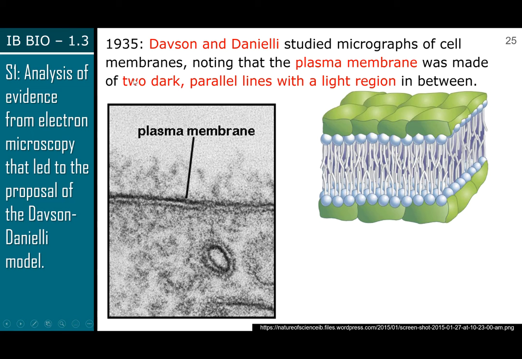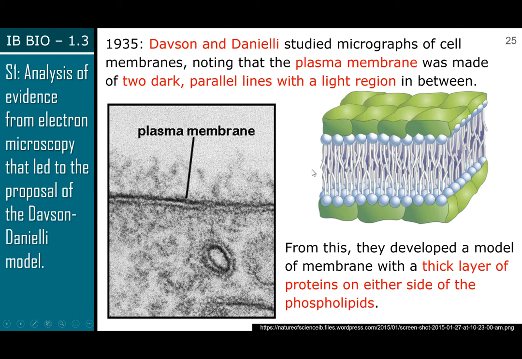So in 1935, Davson and Danielli studied the micrographs of cell membranes. So we had micrographs like this, but we didn't have any more detail. And they noted that the plasma membrane was made of two dark parallel lines with a light region in between. So they got that right.